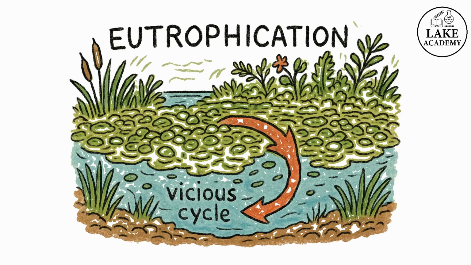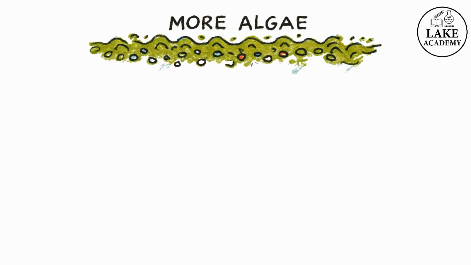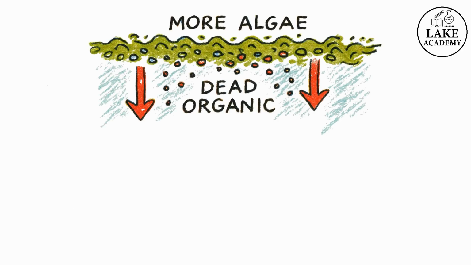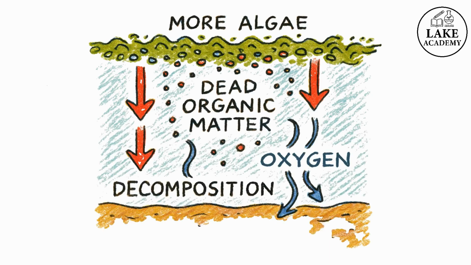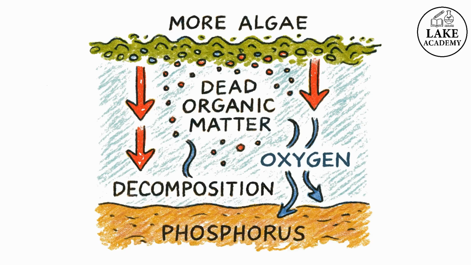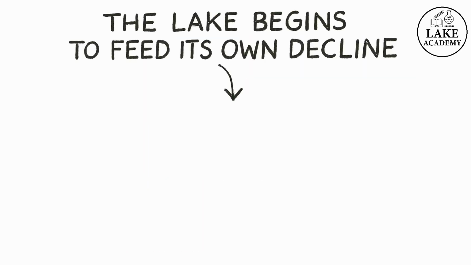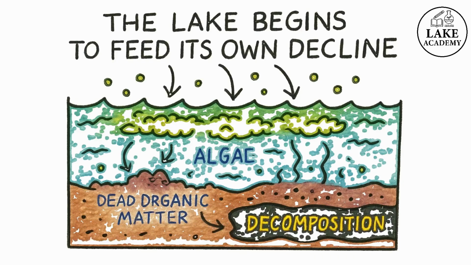vicious cycle. More algae means more dead organic matter raining down, which means more decomposition, which consumes even more oxygen, which in turn releases even more phosphorus from the sediment. The lake begins to feed its own decline.